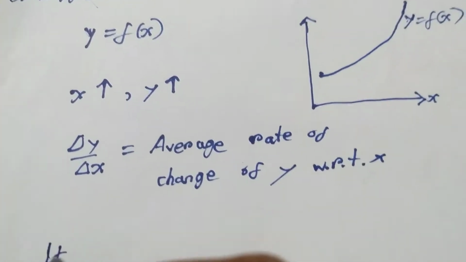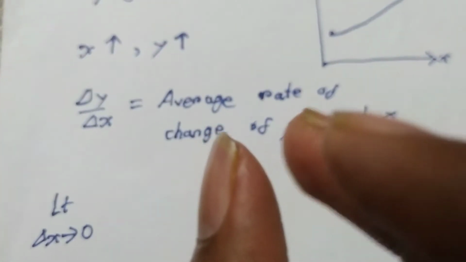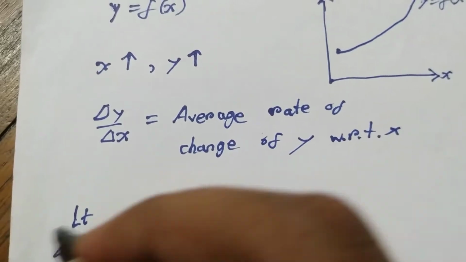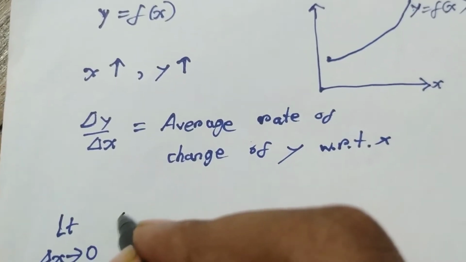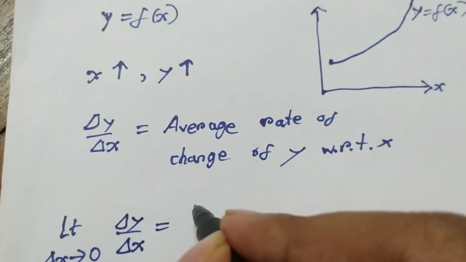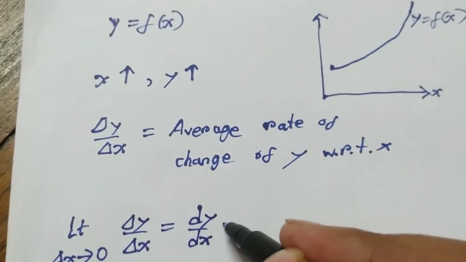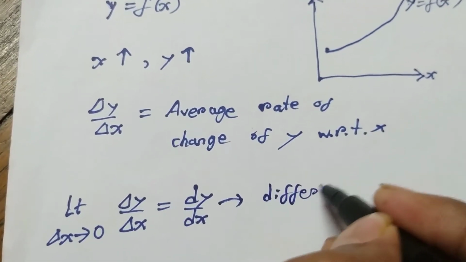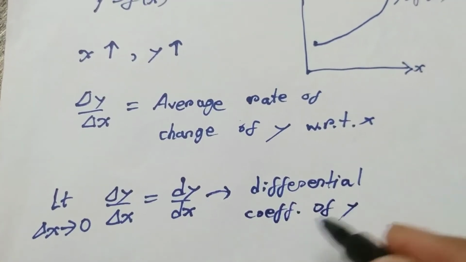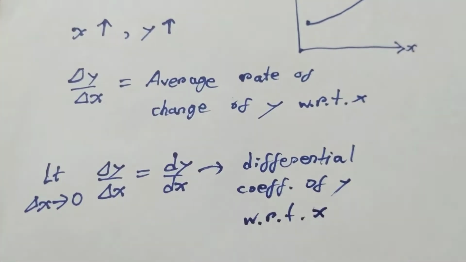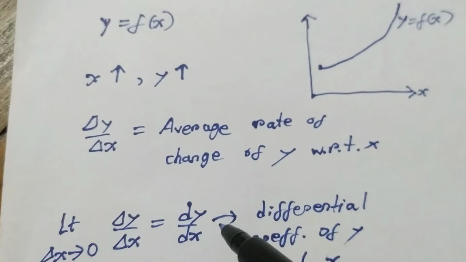Now if we consider that limit del x tends to 0, which means that the change in x is very small, the interval is very small, so it becomes infinitesimally small, then del y also becomes very small. So we can write limit del x tends to 0 of del y by del x as dy by dx. Now this dy by dx is termed as the differential coefficient of y with respect to x, or the derivative of y with respect to x, which means that this is the differentiation of the function y equal to f(x) with respect to the variable x.